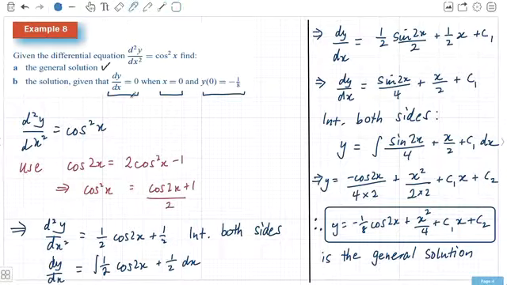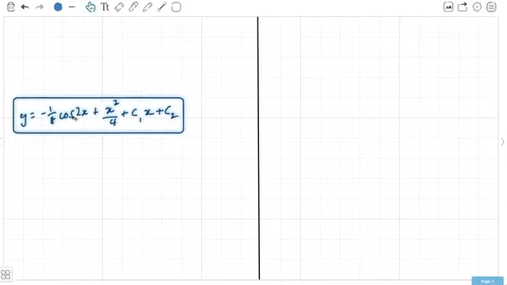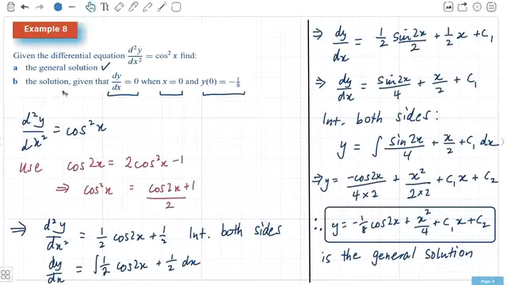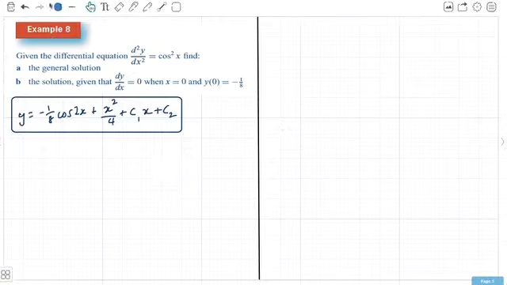The next part says what is the particular, and it should really say here particular solution given these conditions. So let's take our solution here, put that on the next page. And let's also take our conditions and put those on the next page too. Okay, so for part B, we know that when x equals 0, we've got dy dx equals 0, and when x equals 0, y equals negative 1/8. So we've basically got these two conditions.